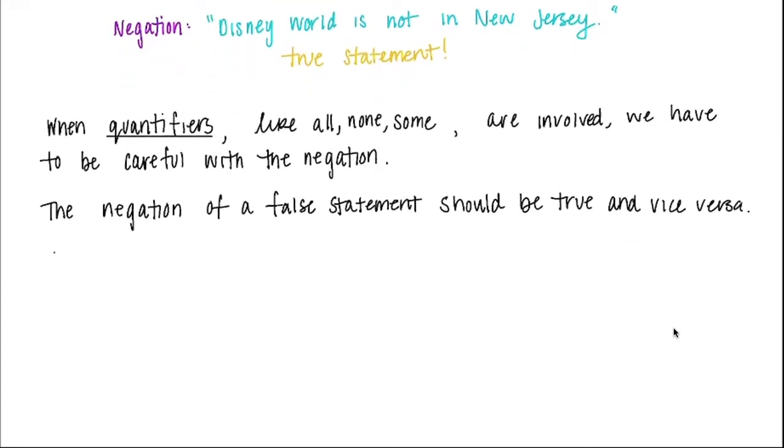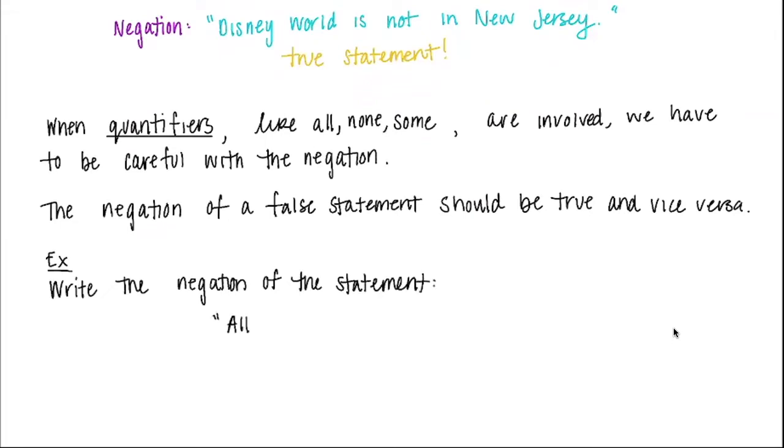So what I want to do is start with a sentence that we know right off the bat is true or false. So we're going to try to write the negation of the statement. And that statement is going to be all cats are orange. Okay. So this is our quantifier we have, the word all. I'm saying every single cat is going to be orange. And that is definitely false.